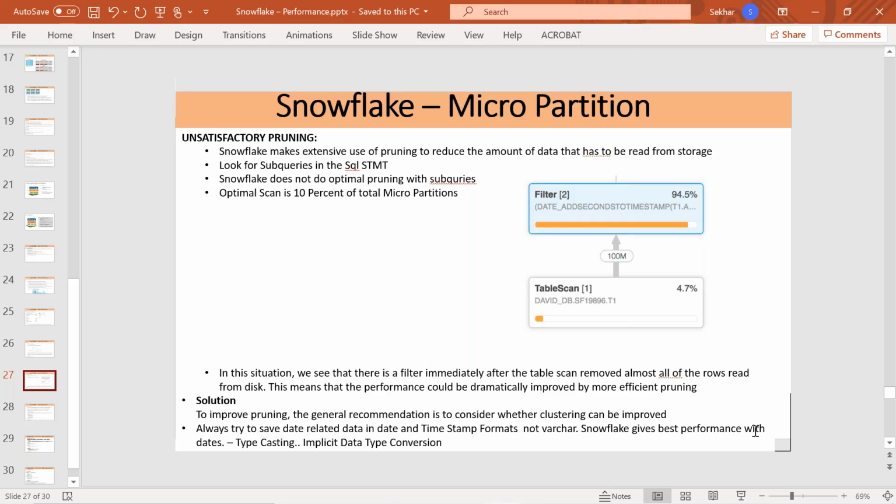Data related to dates and timestamps are pretty fast compared to strings. If you want to filter, try to filter on dates and timestamps rather than strings. That is one more thing.